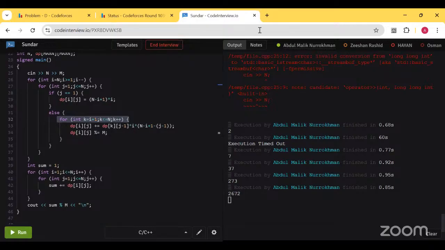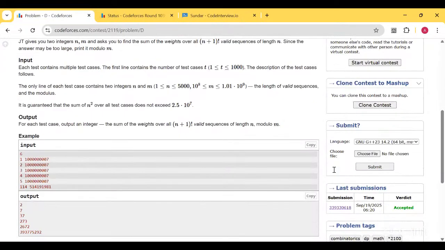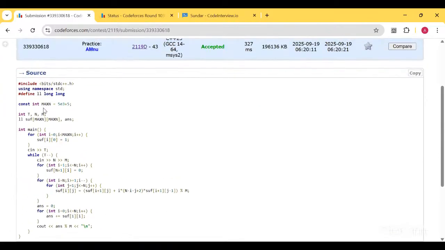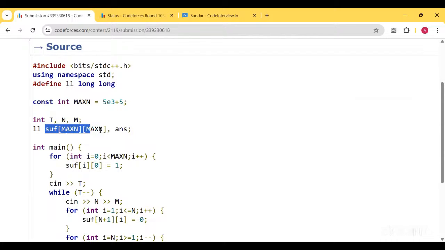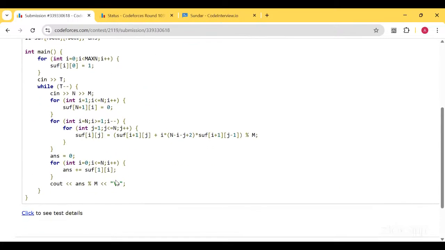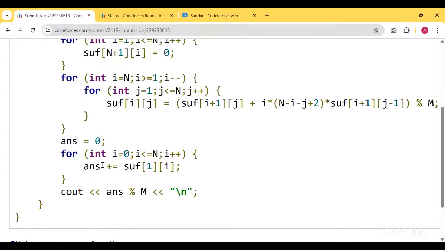Okay. Prefix sum. Yes, we can. Actually, not prefix, because we iterate I from the back. Yes, it is suffix. Yes, we can just use a suffix sum. Even in my solution, I'm not storing the DP. I just store the suffix, and then just find the total suffix.